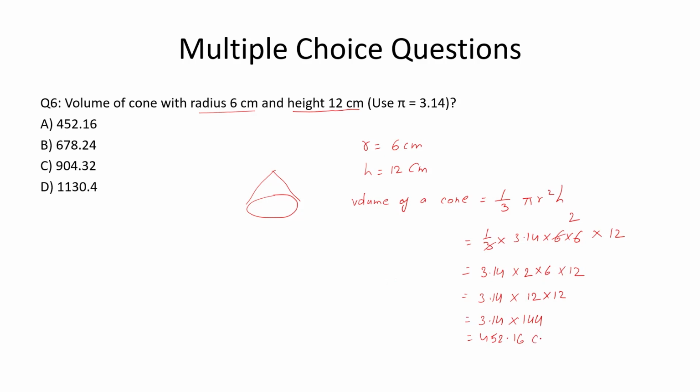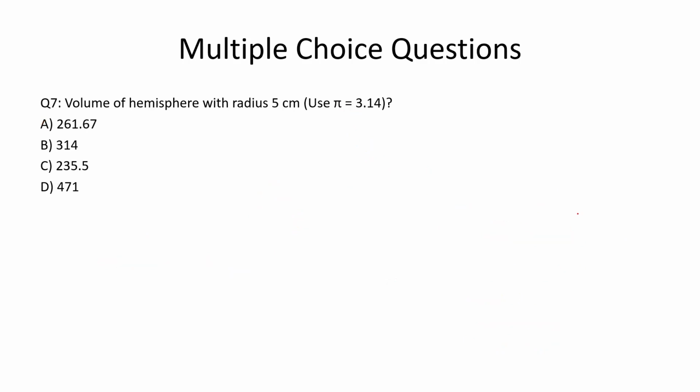452.16. Can you tell me the unit? Everything is in centimeter. So centimeter into centimeter, because R you are multiplying twice, and then H again centimeter. So centimeter cube. As I told you, volume is always in cube. So option A is correct. Is that okay? So rough shape, parameter and the formula. These three things you should be knowing.